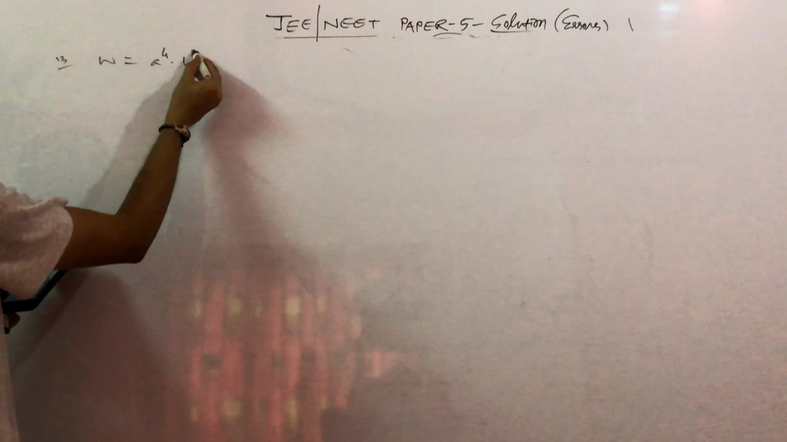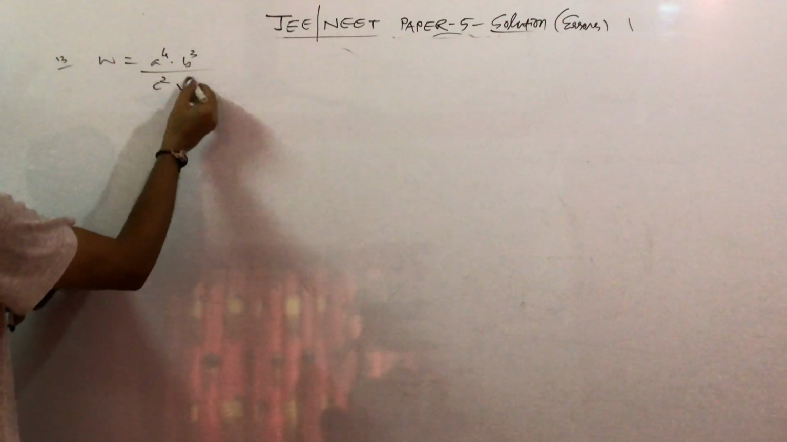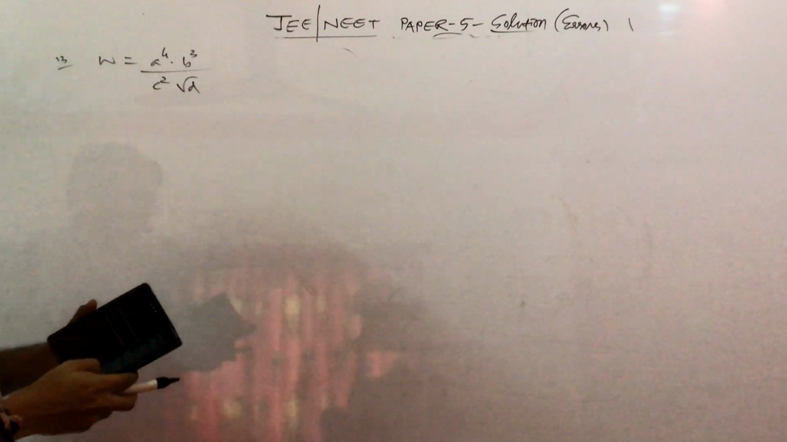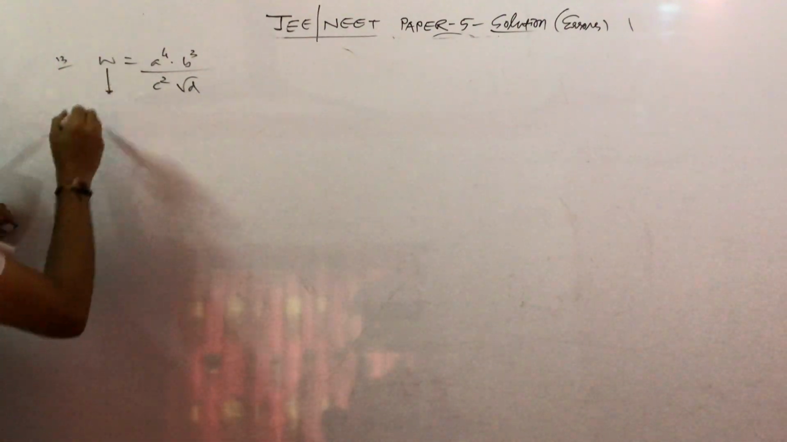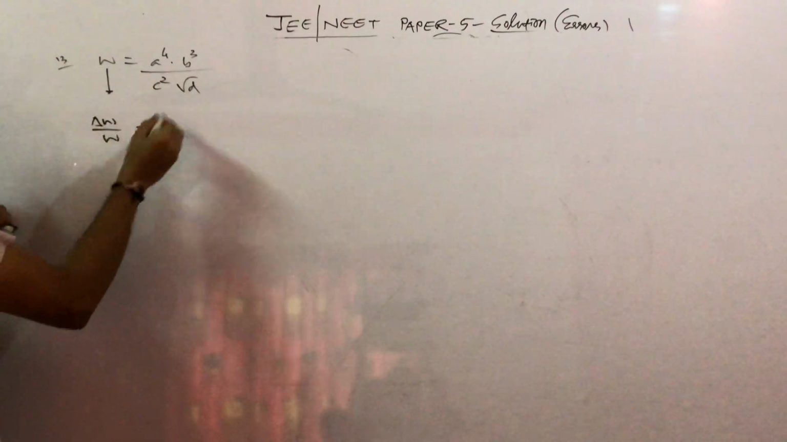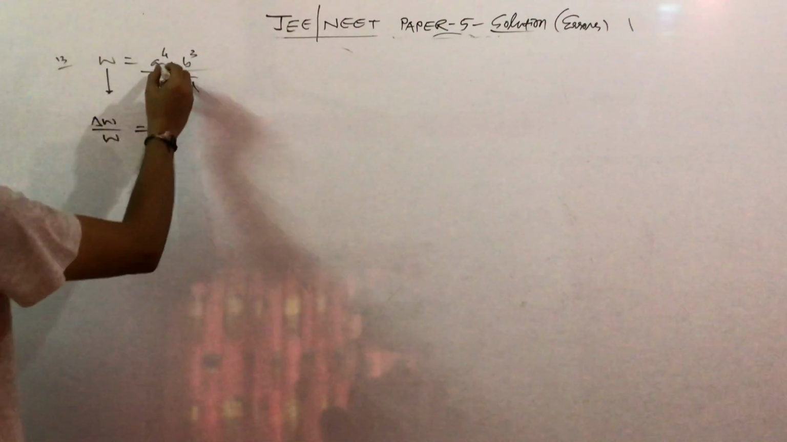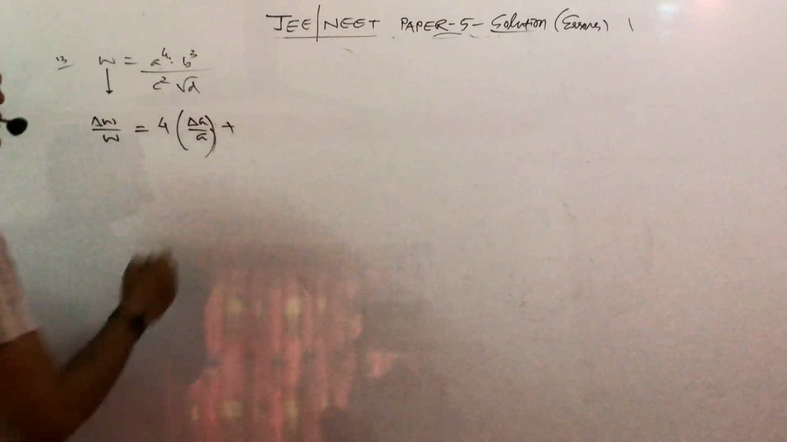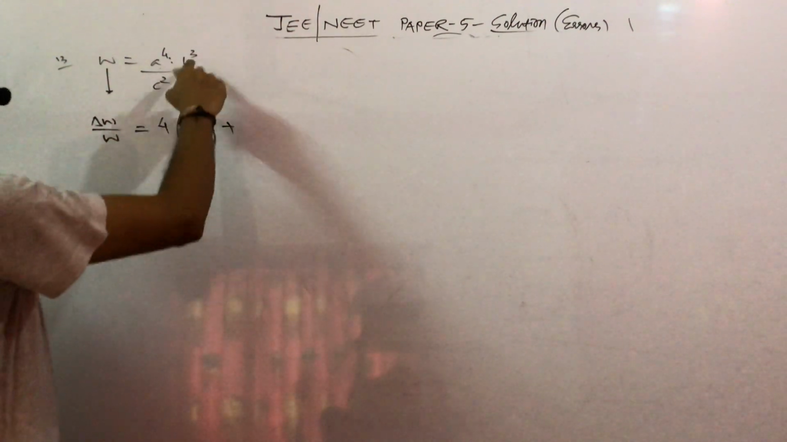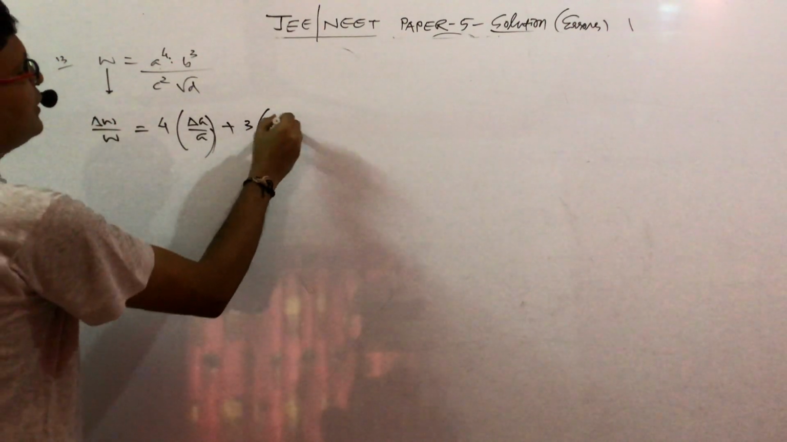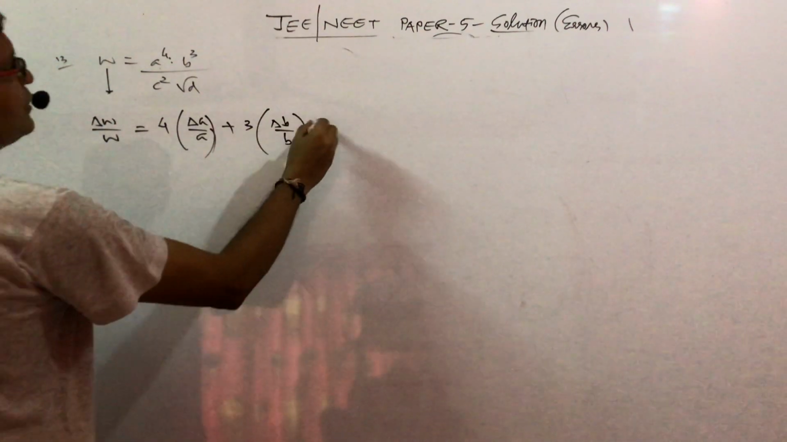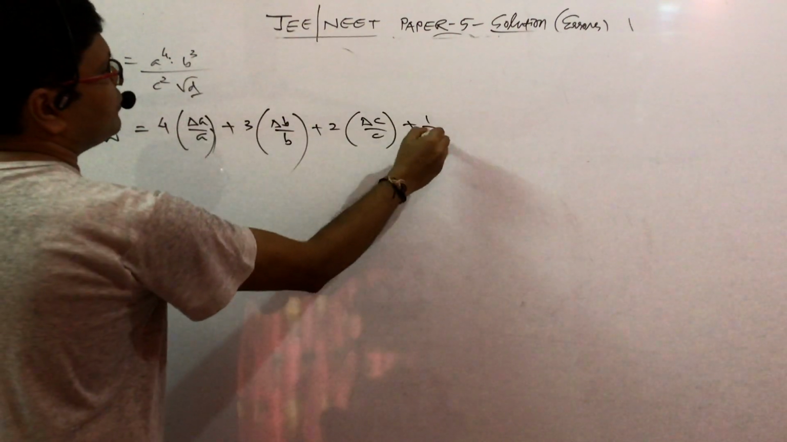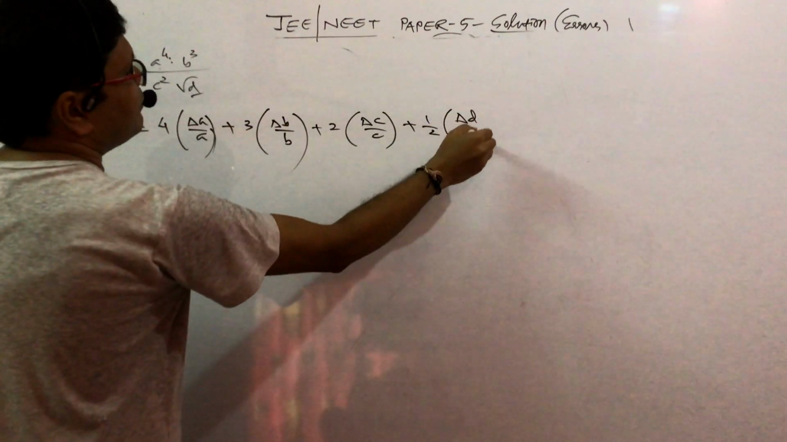Friends, so now question number 13: there is a formula, W is equal to a raised to 4 b cube c square root d. Percentage errors in A, B, C, D are given as 1, 2, 3, 4. Your target is to find the percentage error in W. So delta W by W is equal to, first of all, 4 delta A by A plus, now we have to think about B. What is the power of B? Cube. So 3 delta B by B, then 2 delta C by C, plus root D, that means 1 half delta D by D.